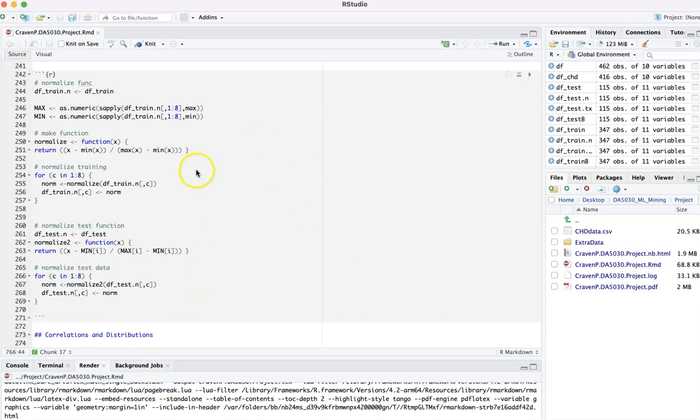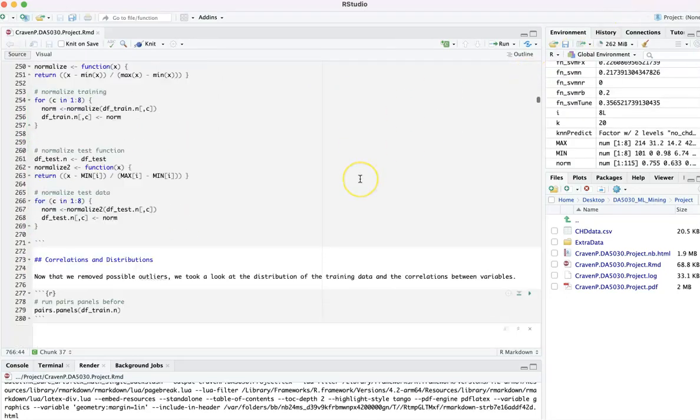I performed min-max normalization, which you can see here. I just made a normalization function. I saved the max and the min from the training set and applied that to the testing set as well.